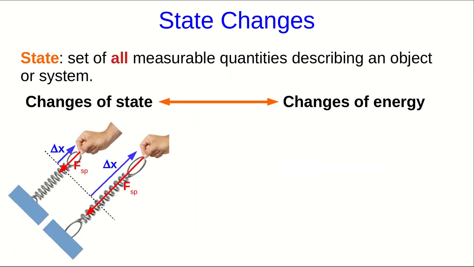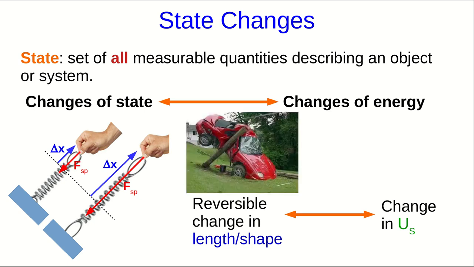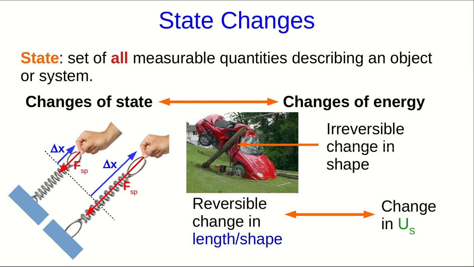Another state change associated with an energy change that we have seen is with springs. Reversible changes in length or shape are associated with spring potential energy. Notice this word reversible. If you have a situation like this car, where it has clearly gone through an irreversible change in its shape, that is not associated with spring potential energy. That would be associated with another form of energy that we'll talk about more later, thermal energy.